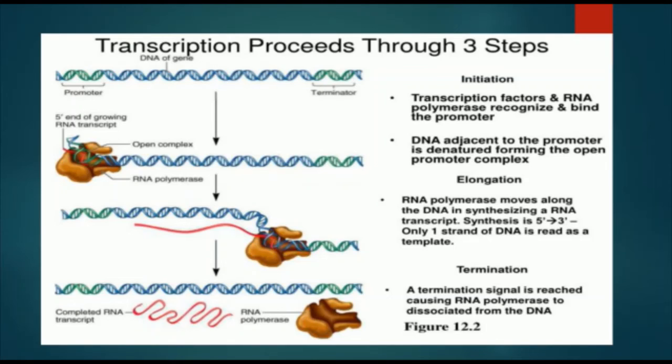In Rho dependent termination, it needs a special protein called Rho factor. This Rho factor binds to mRNA and moves along the molecule until it reaches the RNA polymerase. This Rho factor also has an RNA-DNA helicase activity. Then it causes the polymerase to dissociate from the mRNA, probably by unwinding the mRNA-DNA complex.